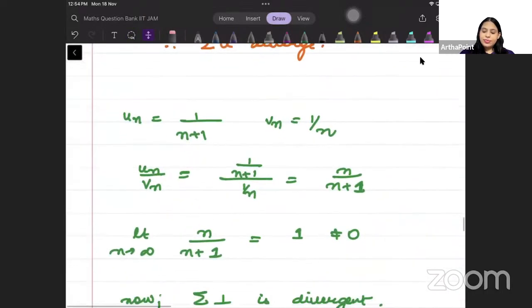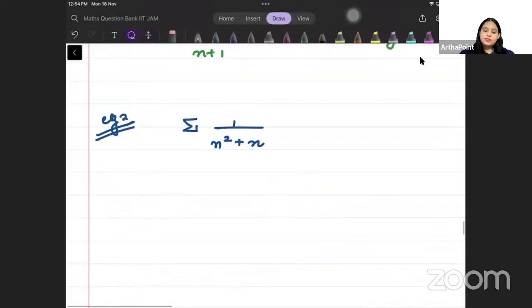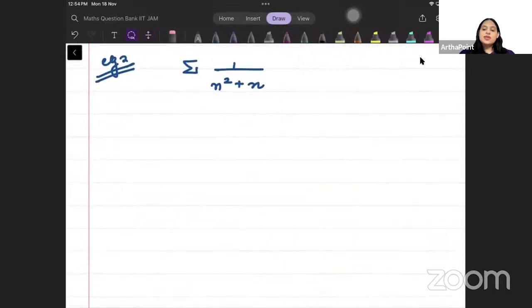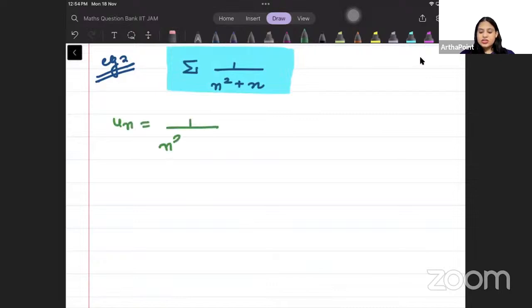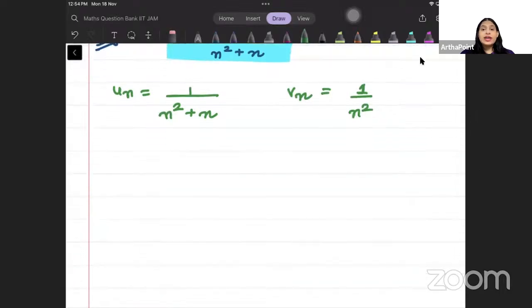So here the example is summation 1 by n square plus n. Okay. So I am taking my Un as 1 upon n square plus n. So the first thing that I require here is to create Vn. What I can do is take Vn to be 1 by the highest power, n square. इसमें थोड़ा सा आपको सोचना पड़ेगा कि what Un by Vn you will take so that the limit comes out to be a constant.